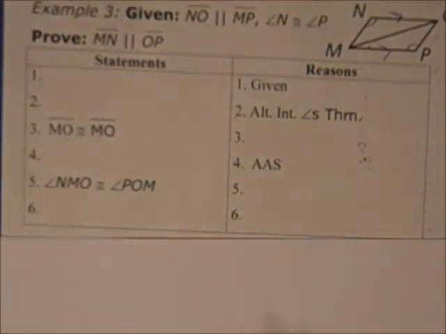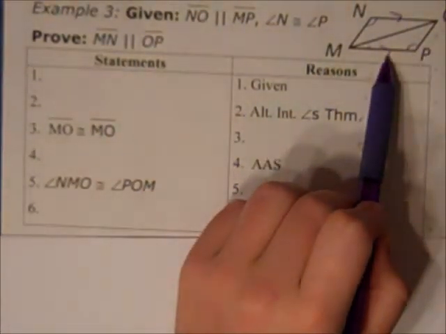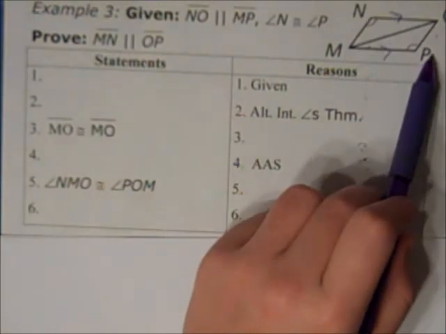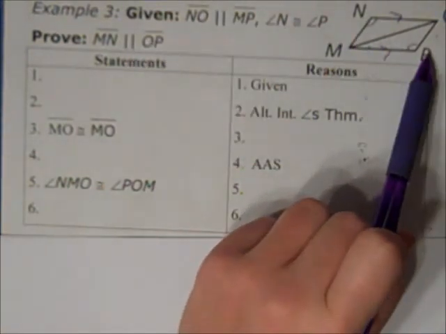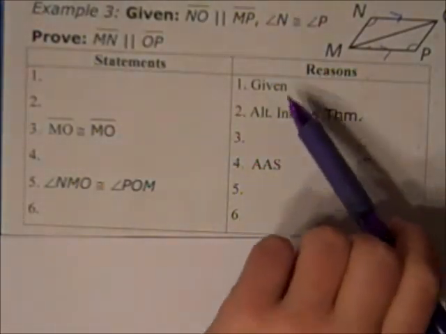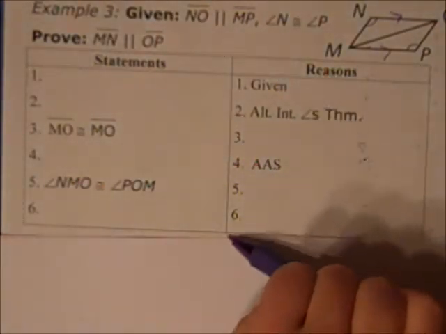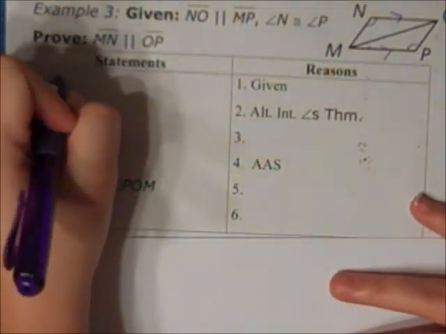Okay, one more. NO is parallel to MP, angle N is congruent to angle P, and we want to prove that MN is parallel to OP. Okay, so looking down, I can see that I don't have any more room for any other givens, so I'm going to go ahead and put both of them together.